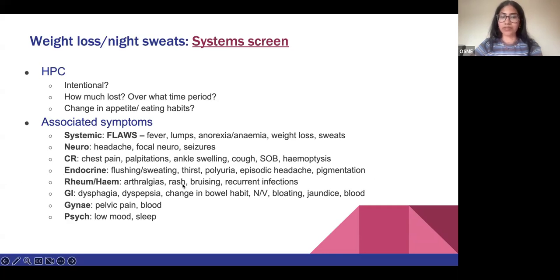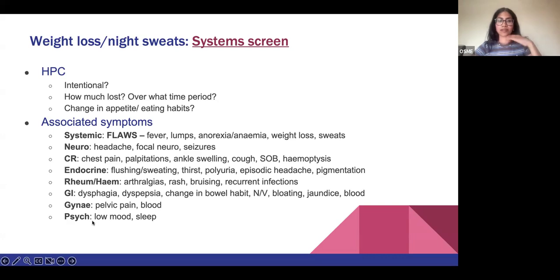Endocrine symptoms will cover all of the endocrine causes of weight loss and night sweats. Flushing and sweating will cover things like thyroid and pheochromocytoma. Thirst and polyuria for diabetes. Episodic headache again for pheo. Pigmentation will do adrenal insufficiency. Then rheumatological symptoms and heme symptoms. Any new arthralgias, skin changes. And then for heme, especially when you're screening for the blood cancers, you need to ask for the three. So anemia for red blood cells, bruising or mucosal bleeding for platelets, and then for white cells, you can ask about recurrent infections.